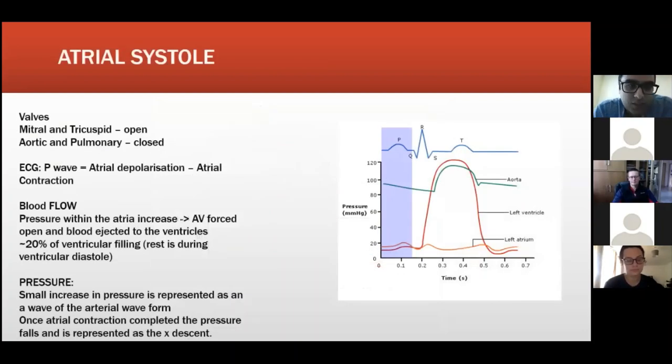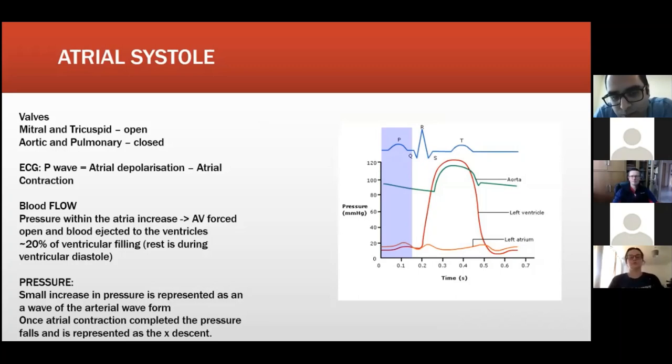So the first part of the cardiac cycle is atrial systole, and within here you will have in the ECG the P wave, which reflects atrial depolarization and subsequent atrial contraction. Now that involves a rise in the pressure within the atrium, and that reaches a point where the atrioventricular valves, so that's your mitral valve or your tricuspid valve, are forced open.